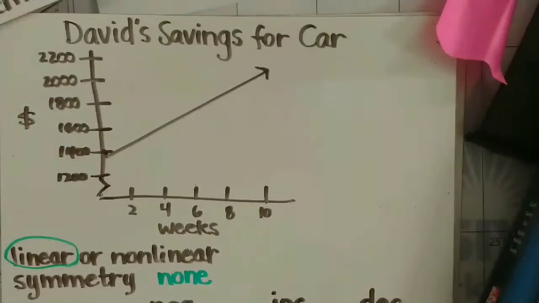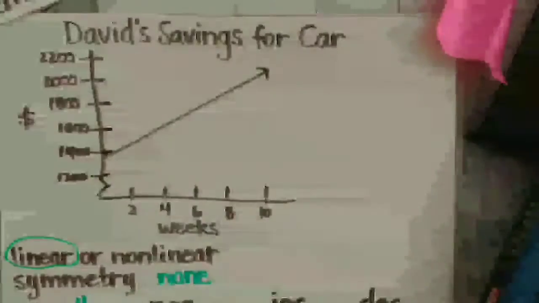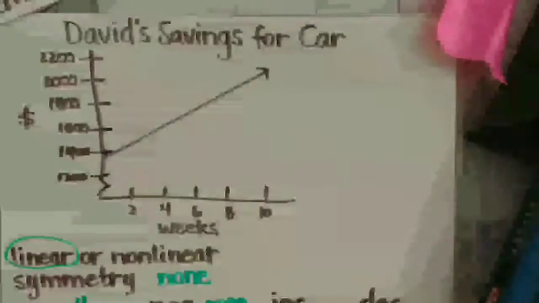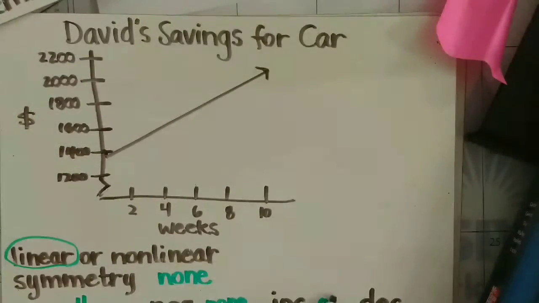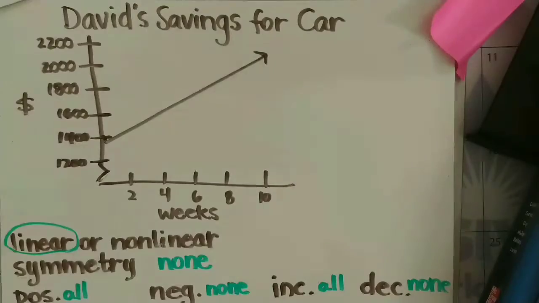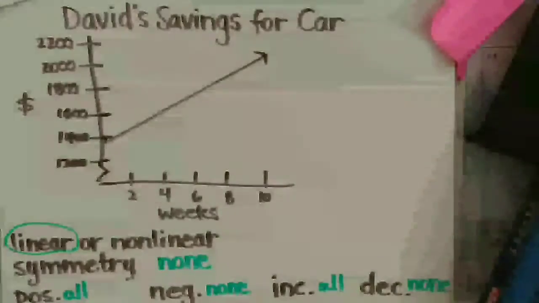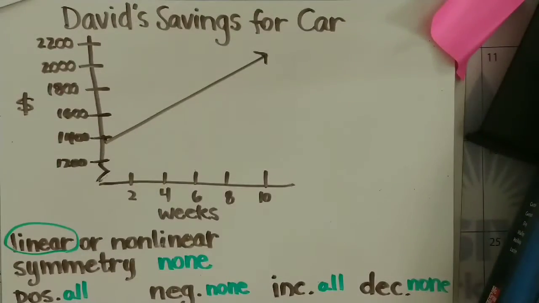Where is it positive? Where does it lie above the x-axis? And it looks like it all lies above the x-axis. Therefore, none of it would lie below. Where is it increasing? Again, it looks like all of it's increasing and none of it's decreasing. And extrema, do we have a valley or do we have a peak? And if so, where is it on the x-axis? Does not appear that we have either one.